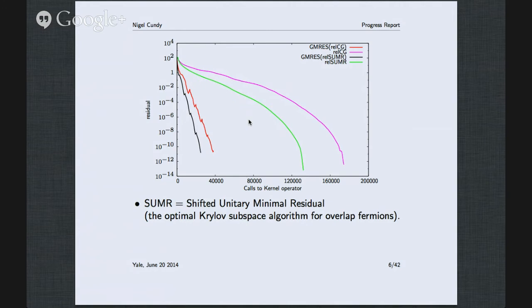The green curve here is a shifted unitary minimal residual, SUMR, which is an optimal solver for the overlap operator, which, as we just heard, is a shifted unitary operator. And then if we apply the GMSR preconditioning that I mentioned before, then we get these two curves down here. So you can see there's a big gain by using GMSR preconditioning and an even bigger gain over the unrelaxed version. The key thing is that each of these little peaks here is another restart of the outer inversion for the preconditioner. And if you're just interested in a single, say, propagator inversion, then SUMR is nearly a factor of two better than CG.